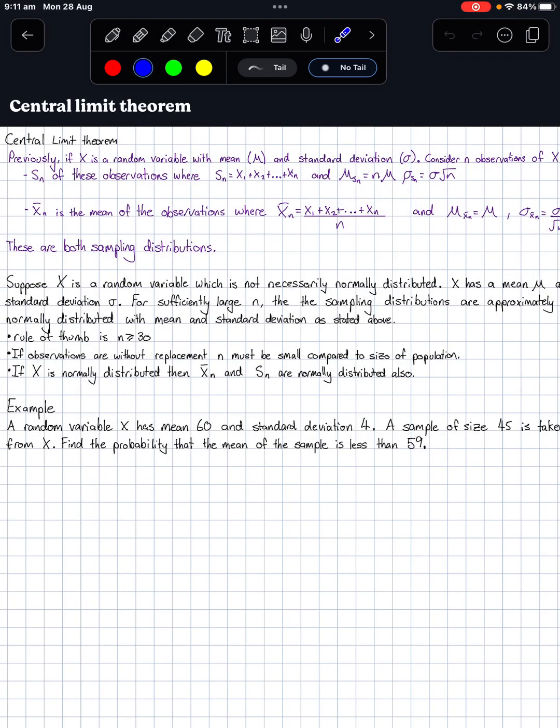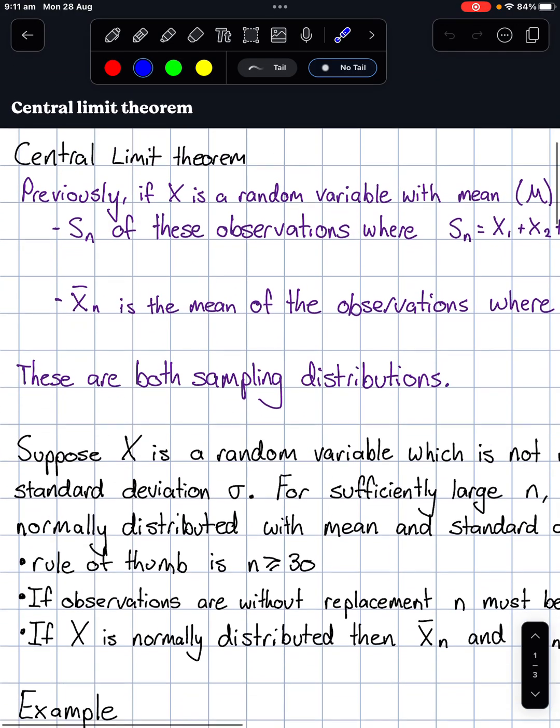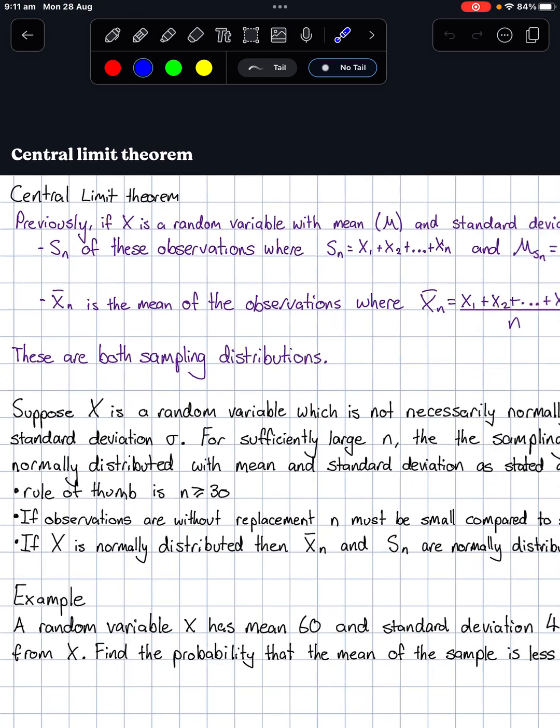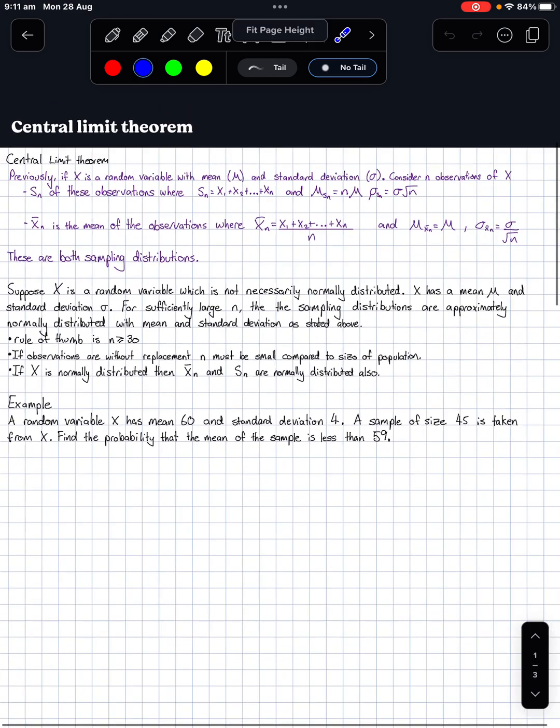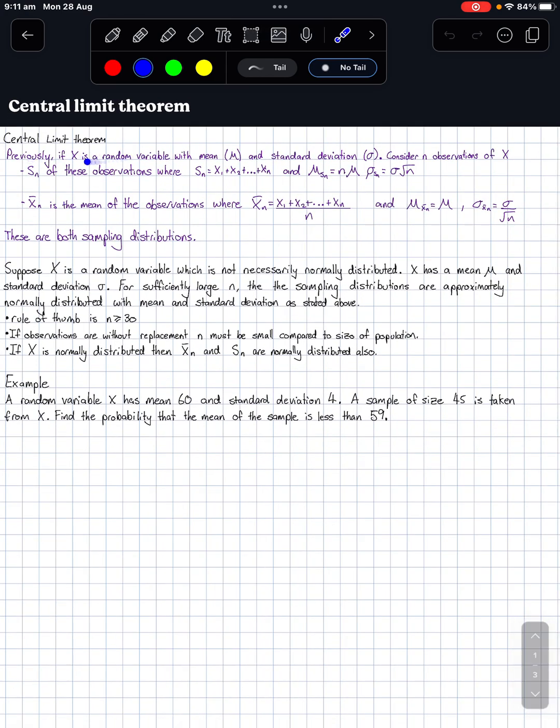All right, so just jumping into central limit theorem. We need to point out this section we've previously done, which is if we have a random variable and it has a mean of mu and standard deviation sigma, we can consider multiple trials of this variable. So S of n here is the sum of all those observations, which we've covered. This is the distribution if you added these values together.